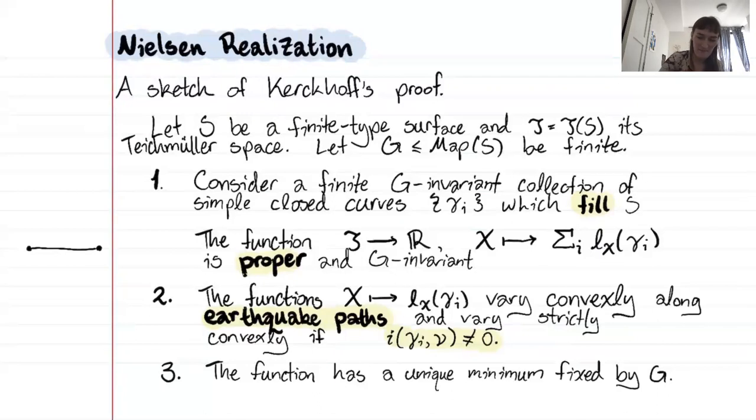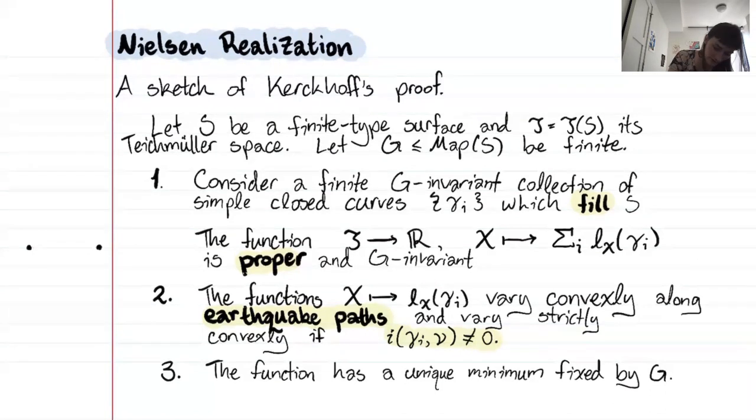That's what I'm saying. And since our simple closed curves fill the surface, at least one of our simple closed curves is going to intersect the geodesic lamination along which this earthquake path is shearing. So actually, our sum of our functions is going to vary strictly convexly. So it's going to have a graph that looks kind of like this. But this is a contradiction because we assumed that these two points were minima already. So that's why our function therefore has to have a unique minimum, which is fixed by G.